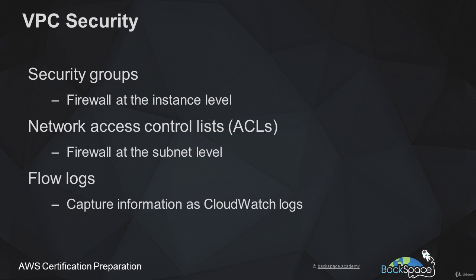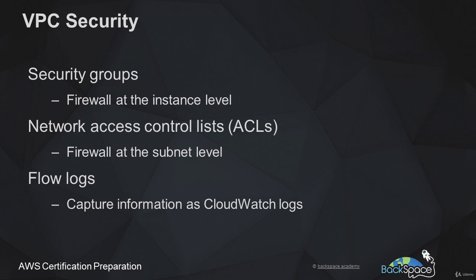So, VPC security. We have our route tables and all this sort of thing going on, but we also have other layers of security. We have our security groups, our network access control lists, and our flow logs. Security groups operate at the instance level, so they are associated to individual EC2 instances that are launched within our VPC.